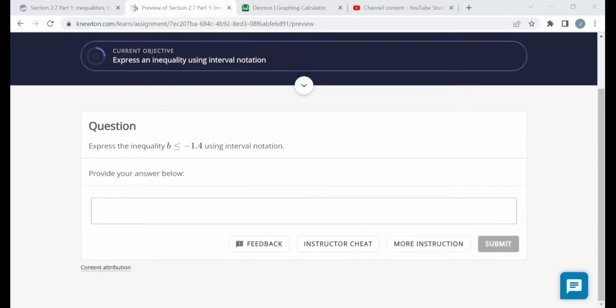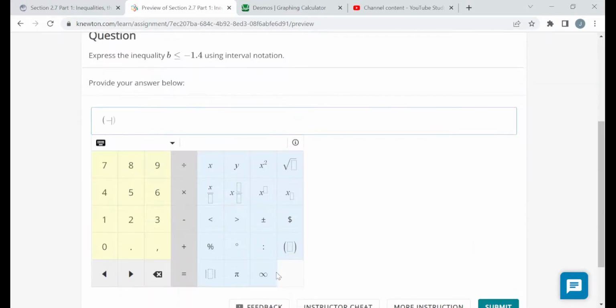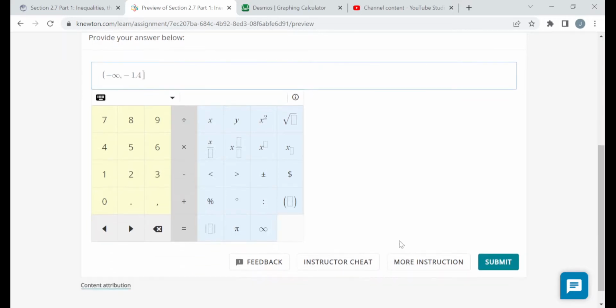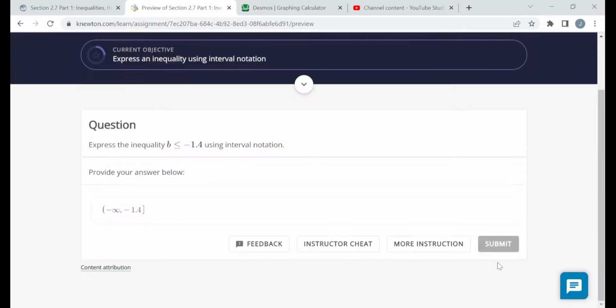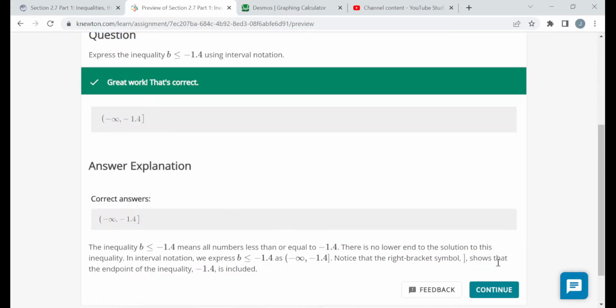All right, so back here, left parenthesis, -infinity because there was no left end, comma, then the right end of that picture was at -1.4, and then a rectangular bracket, right? Just a right bracket, which you can type in from your keyboard. All right. Great. All right, next question.